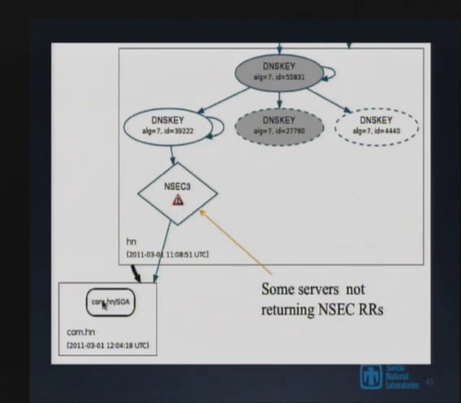And then here's an example of another zone. This is Honduras, and the second level domain com.hn, only some of the servers were returning the NSEC record, some were not. So again, if you hit those, you wouldn't get the proof that there was no DS record.